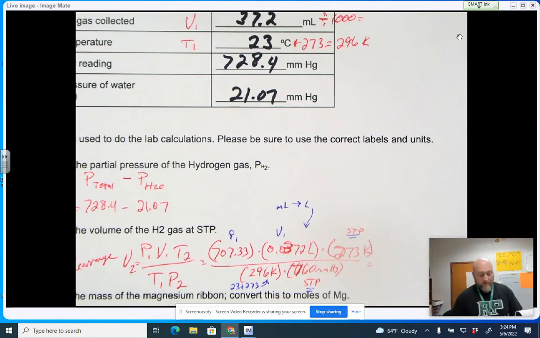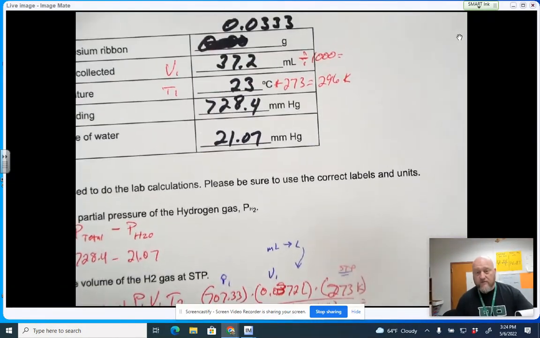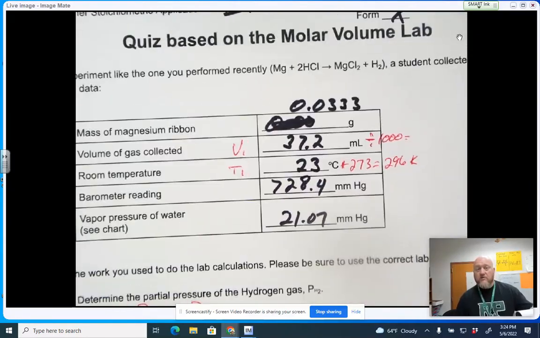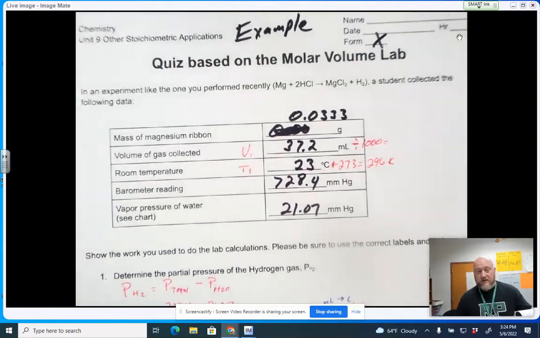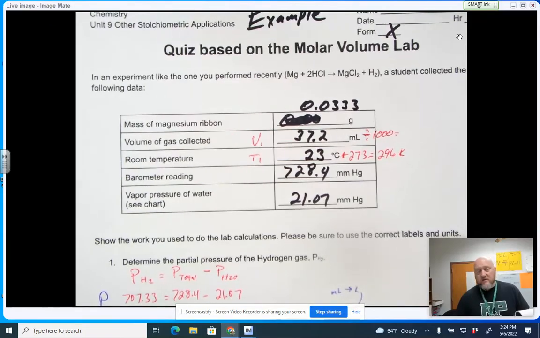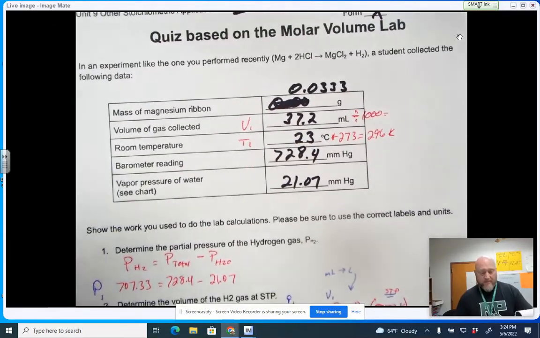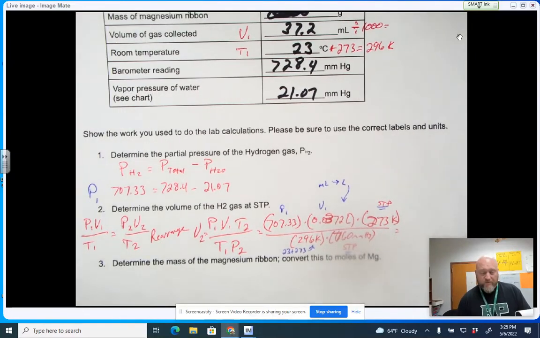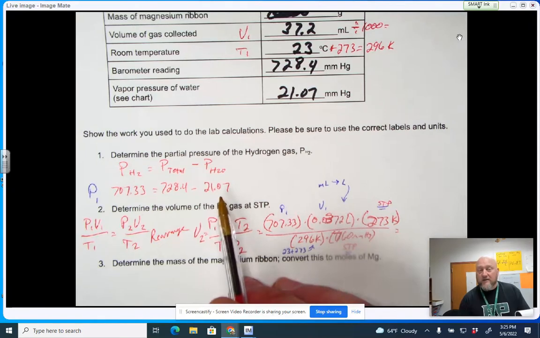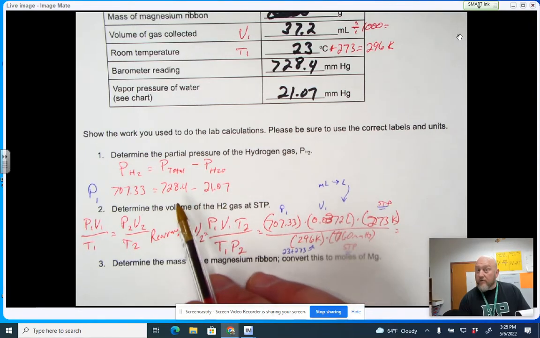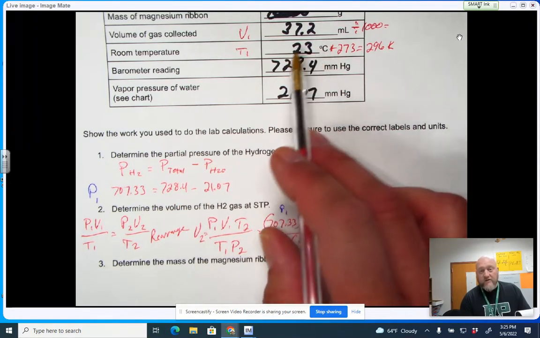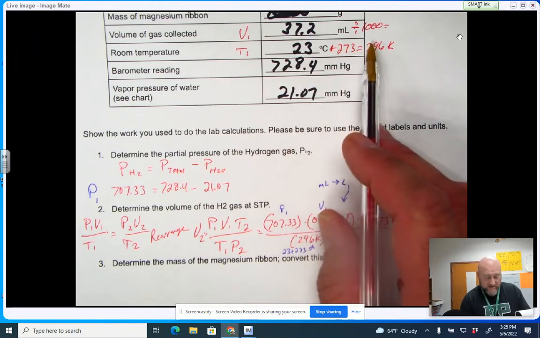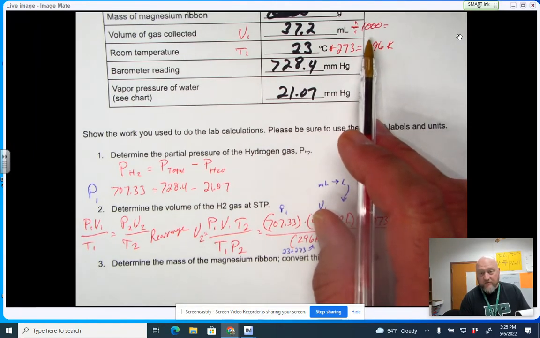All right, guys. So this is part two of the video that is kind of giving some insight into the quiz based on the Molar Volume Lab. Now, so far, where we had left off before is we found the initial pressure of just the hydrogen gas by subtracting the water pressure from the total pressure. We also found our volume, realized that we need to change that into liters. To do that, we divide by 1,000.